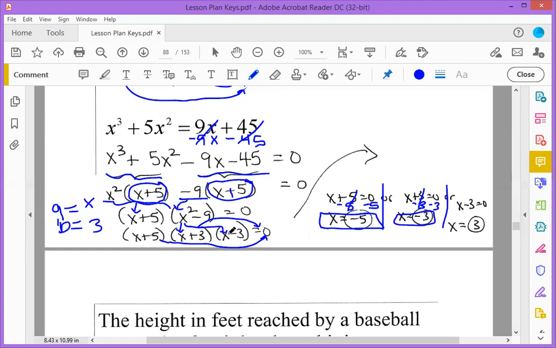And then lastly, that x minus 3, we set that equal to 0. To solve, we're going to add 3 to both sides of this equation. The 3s are going to cancel on the left side, leaving x. And on the right side, 0 plus 3 gives us 3. So our three possible solutions are negative 5, negative 3, or positive 3.